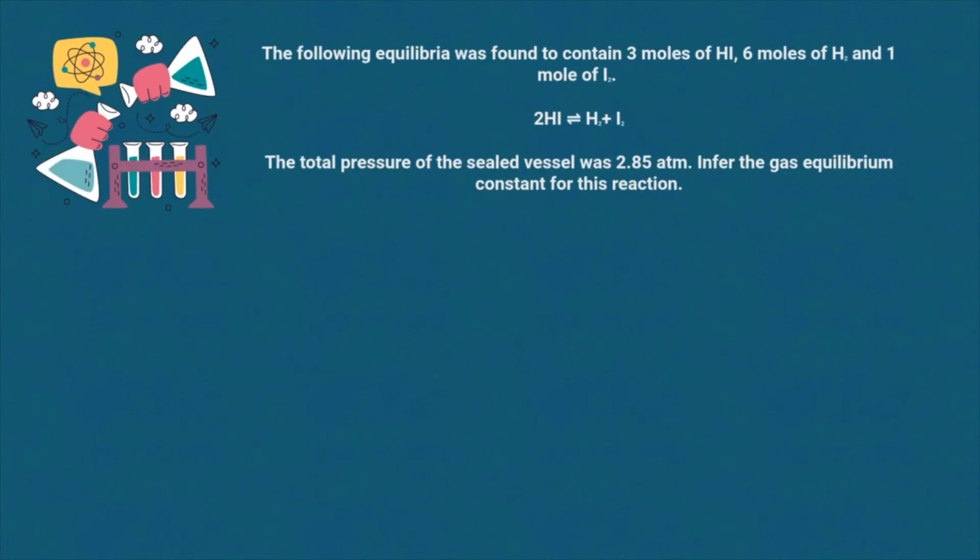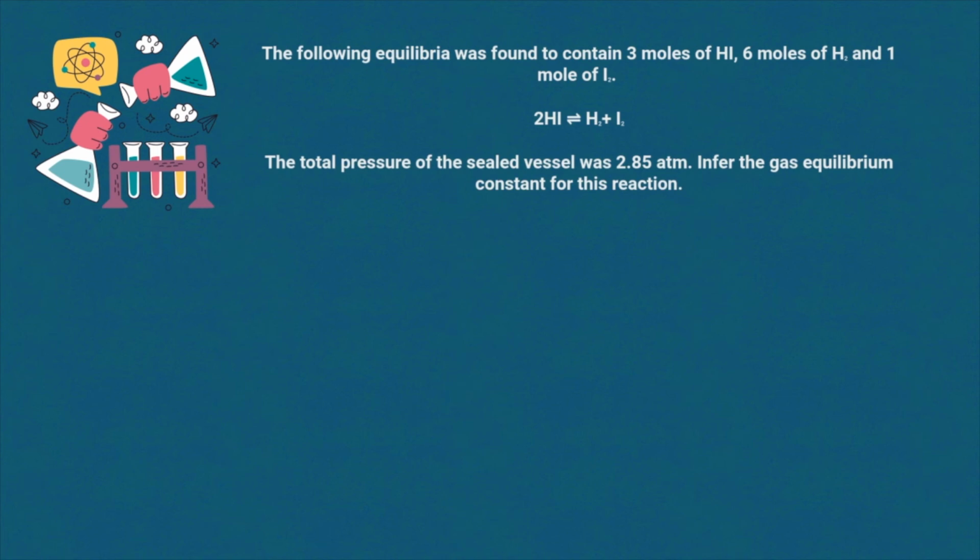Alright, we are now at question number 4a. The following equilibrium was found to contain 3 moles of hydrogen iodide, 6 moles of hydrogen gas, and also 1 mole of iodine. The equation is given to you, and the total pressure of the sealed vessel was 2.85 atm, and you were asked to find the gas equilibrium constant for this reaction. Given to you is the number of moles for each gas, so from the number of moles you can calculate the partial pressure. The first step is to calculate the mole fraction.